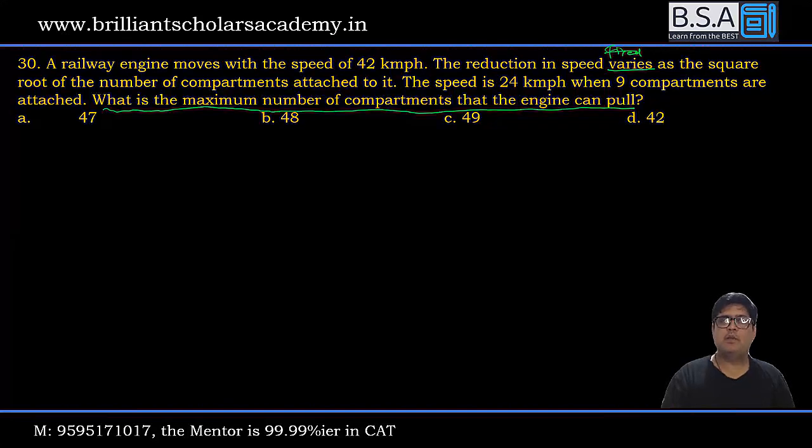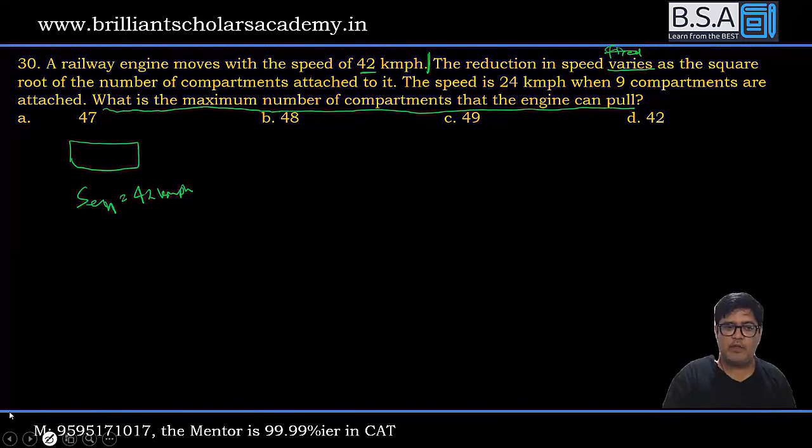What is being said is a railway engine moves with the speed of 42 kmph. When there is only an engine, there are no compartments. That is the speed of the engine. Speed of engine is 42 kilometer per hour. What is proportional? Be very careful with the language. The reduction in the speed varies, or is proportional, to what? To the square root of the number of compartments attached.